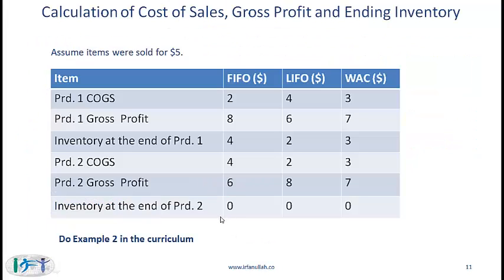This table summarizes what we have been talking about and adds a gross profit element. Assume that each item was sold for $5. As we've already discussed, with FIFO, the COGS is 2, and then in period 1, if you sell every item for $5, that means your sales were 10 and the gross profit would be 8.